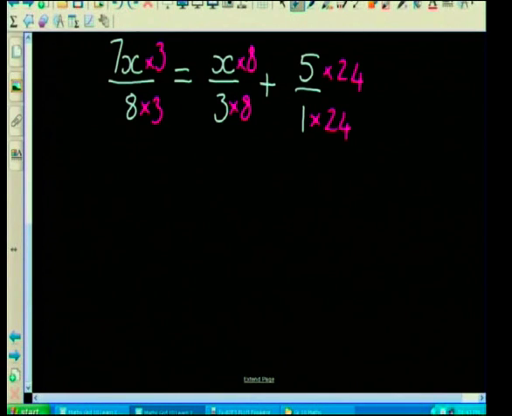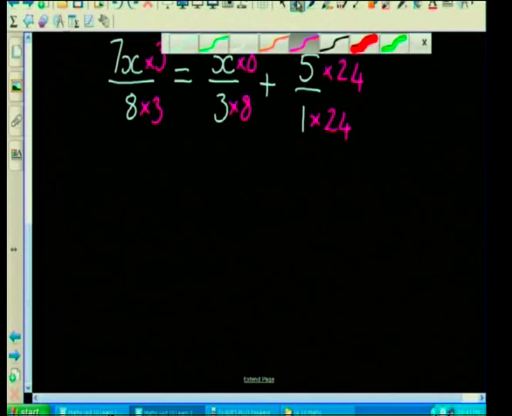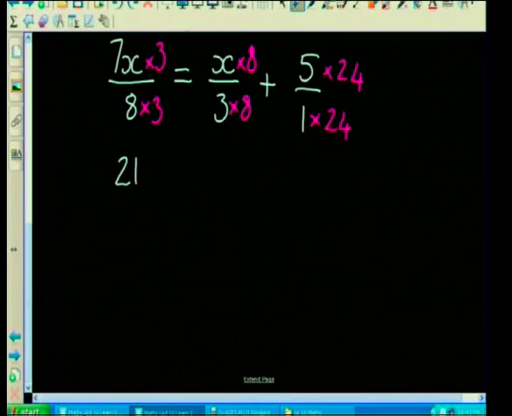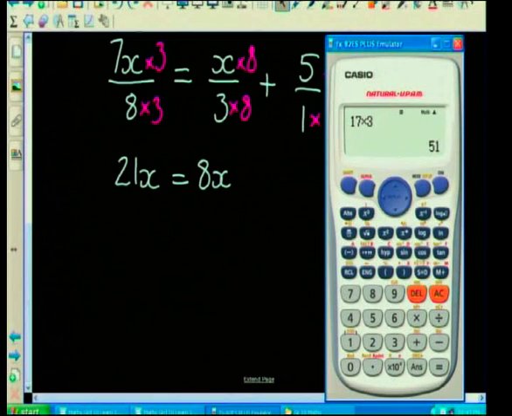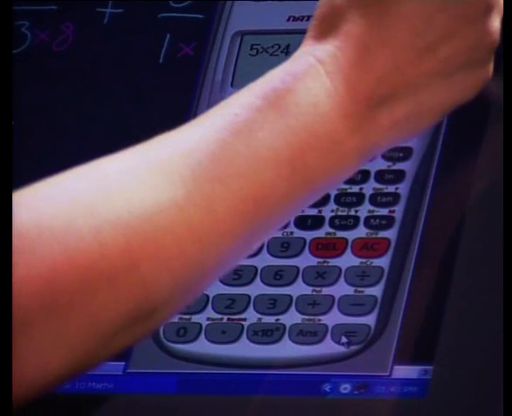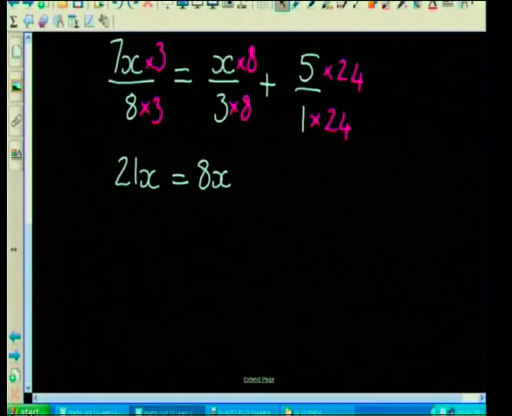Now I'm going to need a calculator to... no, I'm not. I'm going to go straight. 7 times 3 is going to be 21x. 8 times x is 8x. Now the 5 times 24, just to check myself, I'm going to use the calculator. 5 times 24 is equal to 120. So I'm going to add 120.